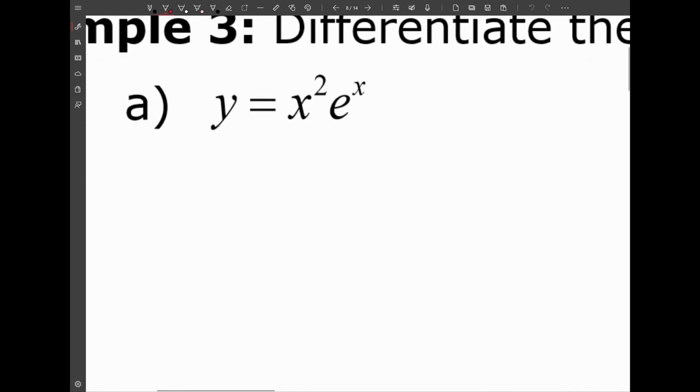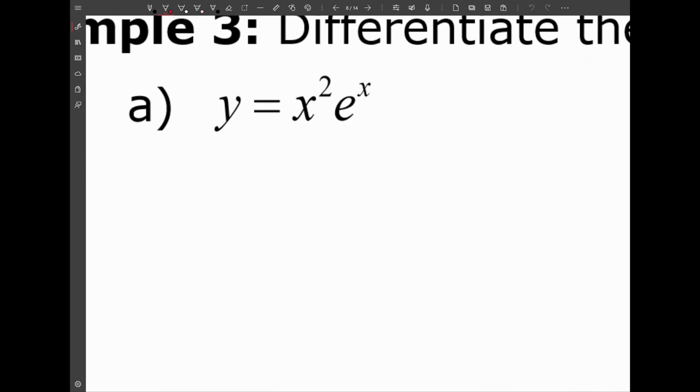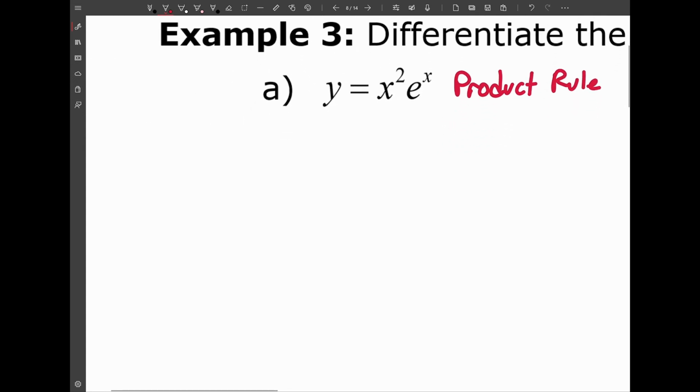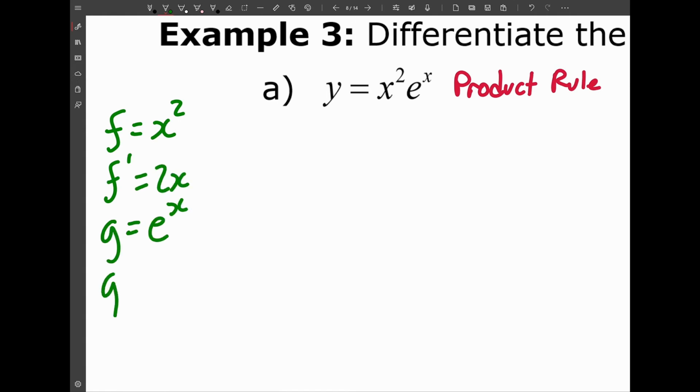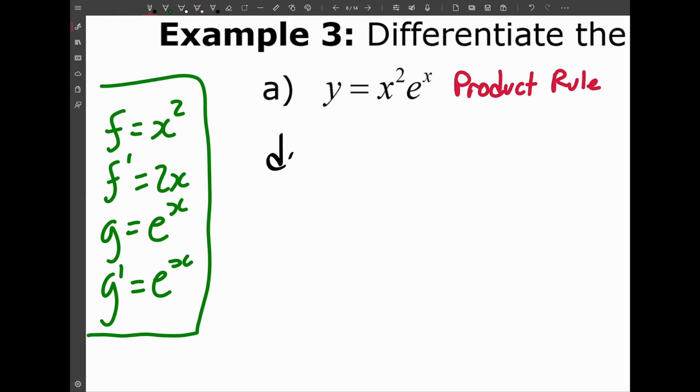So let's say I've got this puppy. Y is equal to x squared times e to the x. Well, that's a product rule problem right there. So I want to get my f and my g and all that. So f is going to be x squared, meaning f prime is going to be 2x. G is e to the x. G prime is going to be e to the x. Ooh, that one's easy. All right, so this one is actually really straightforward once you get those down.